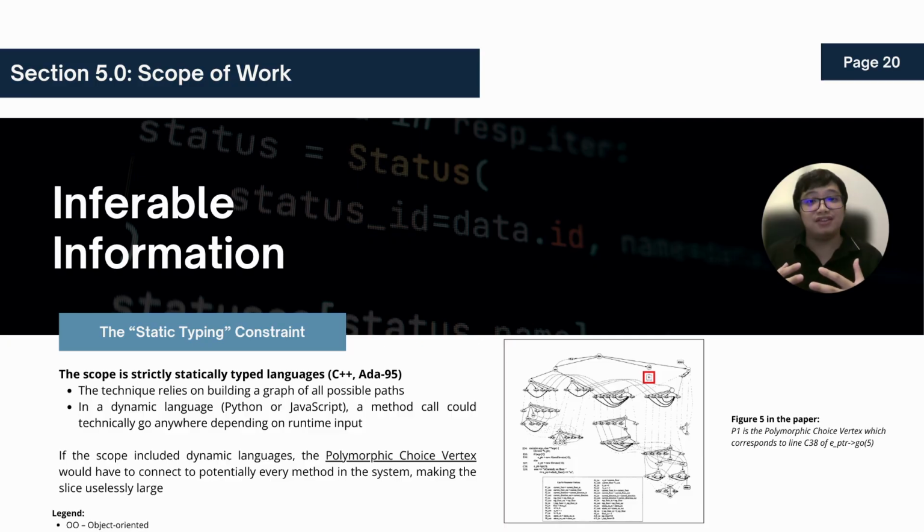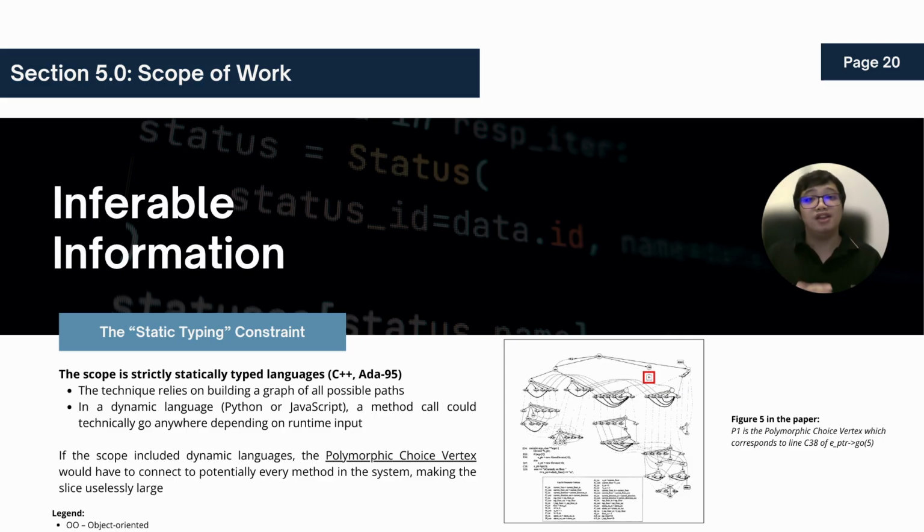Finally, looking at this diagram, we can infer why they insisted on that static typing constraint. The technique relies on building a graph of all possible paths using a polymorphic choice vertex, shown in the red box. In a statically typed language, the compiler gives us a short list of destinations. If we tried this in a dynamic language, the vertex would technically have to connect to almost every method in the system, which would make the graph and the slice uselessly large.